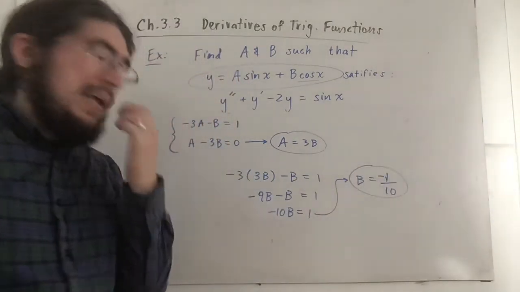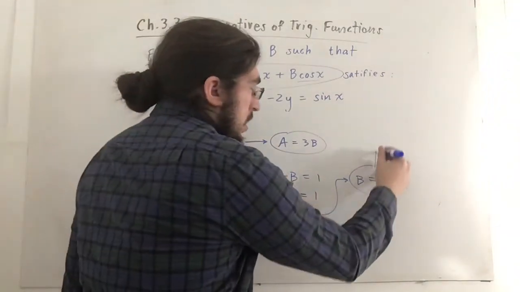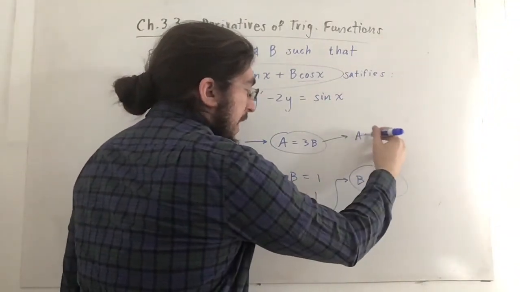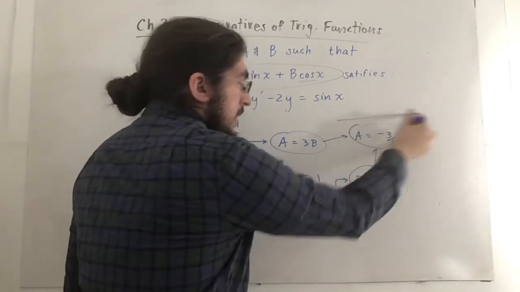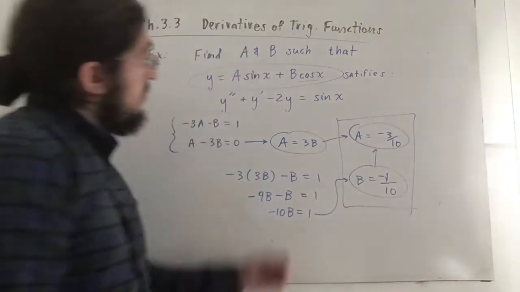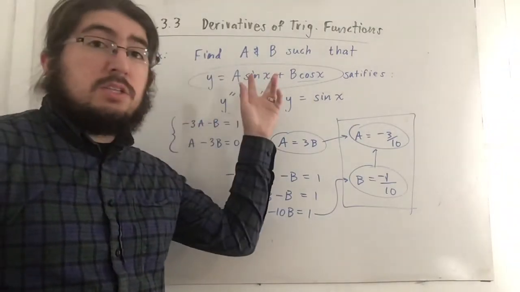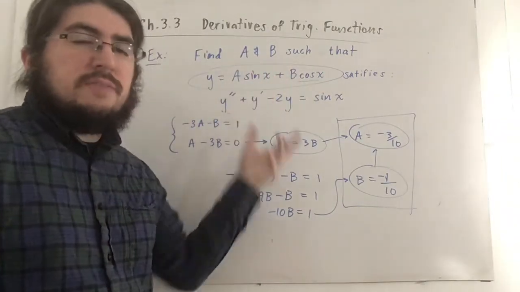Good. Since a is 3 times b, then these both imply that a is equal to negative 3/10. And there we go, that's our answer here. So these a and b values are the values that will satisfy this solution that satisfies this differential equation.